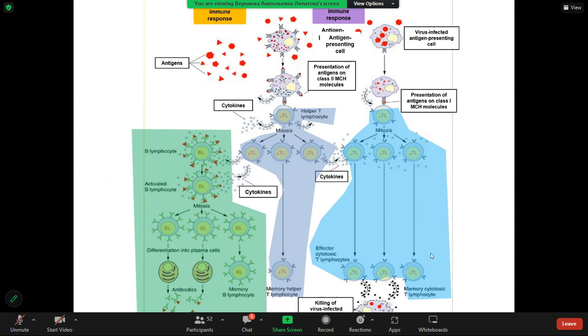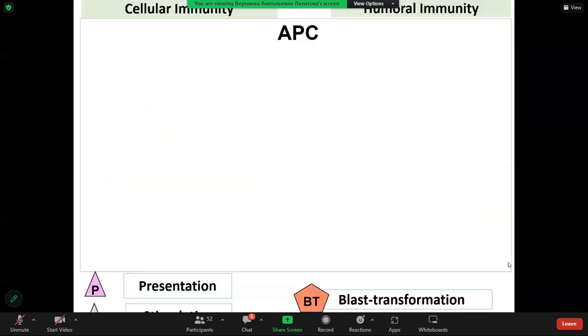After this, in turn, T helper cell activate the differentiation and proliferation of T cytolytic or cytotoxic, and the result of it is lots of CD8 positive cytotoxic T cells to destroy, to kill virus-infected cell by lytic factor, and memory cytotoxic T lymphocyte.